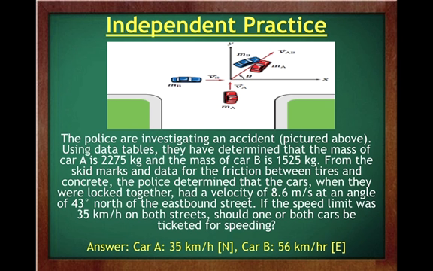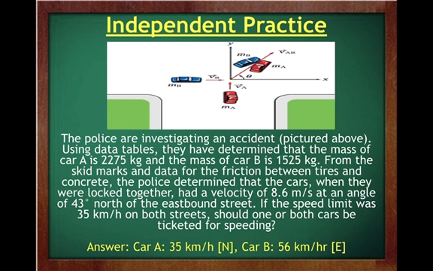Okay, so here we go with this problem. This is the one that was shown in the diagram at the beginning of the slide, referencing this car collision. Here the police are investigating an accident pictured above. Using particular data tables, they have determined that the mass of car A, the one traveling north, is 2,275 kilograms. The mass of car B is 1,525 kilograms.